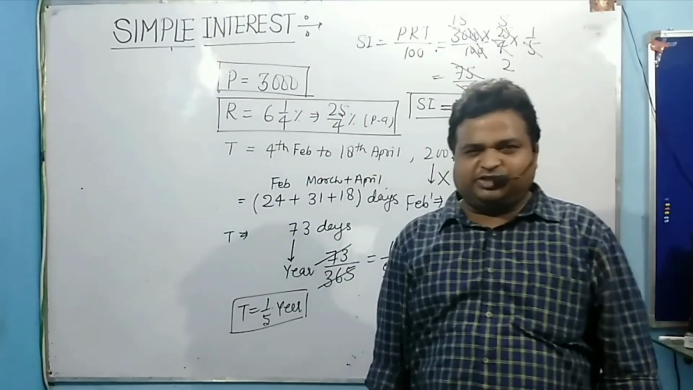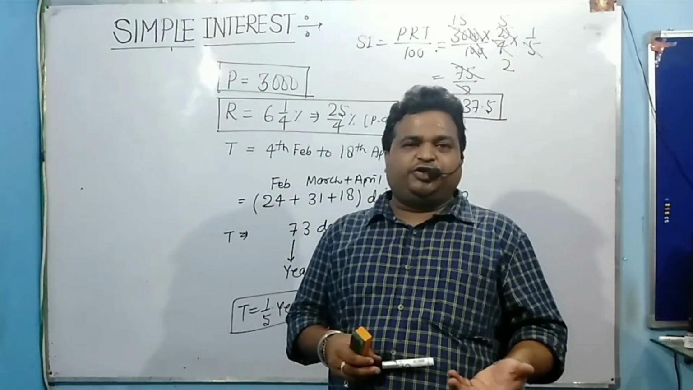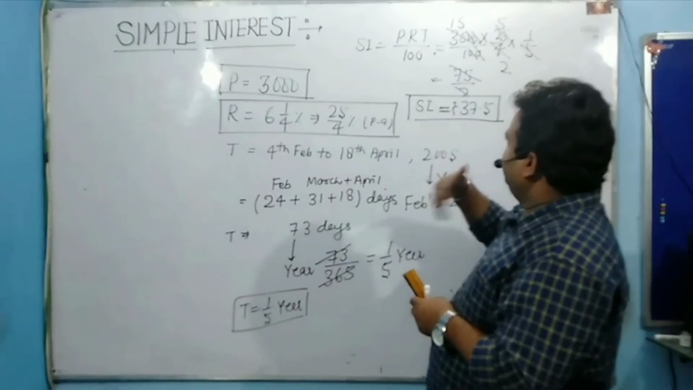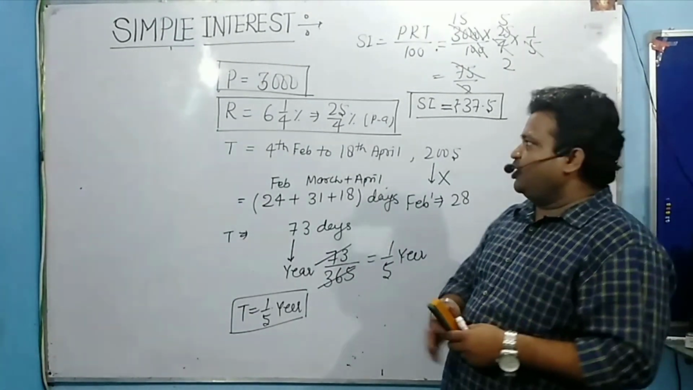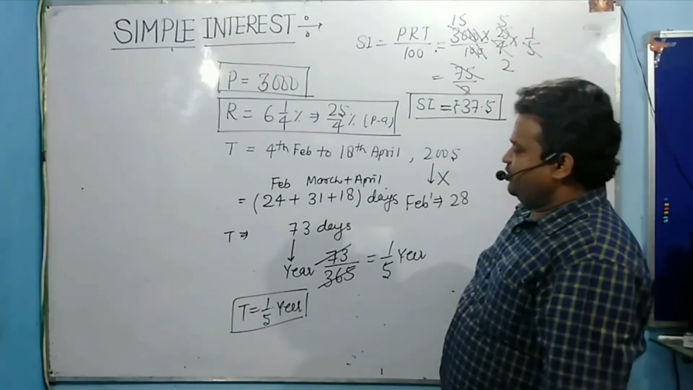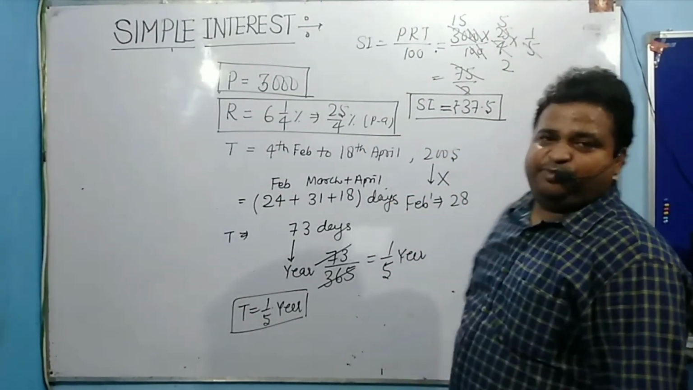You all know all these things. You are checked in mathematics. So you have a calculator with you, so you don't need to remember any kind of table. You have one calculator and just solve it by putting all these values in the calculator. So you will have the simple interest rupees 337.5.